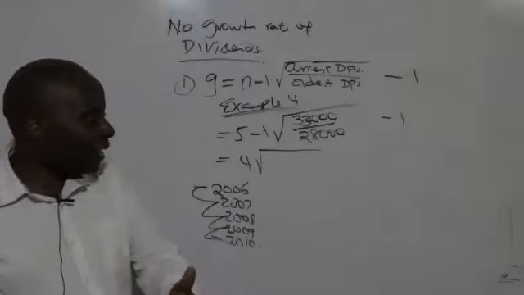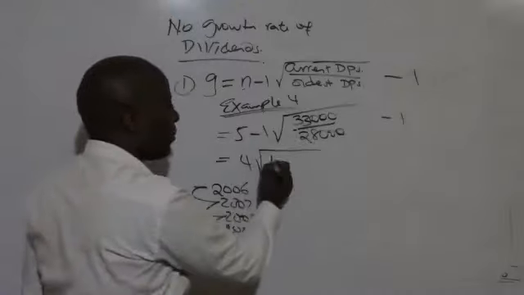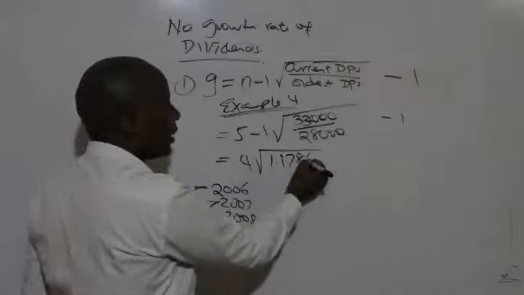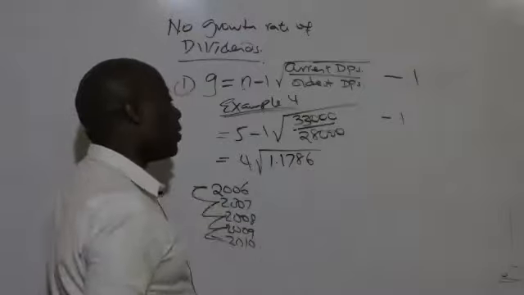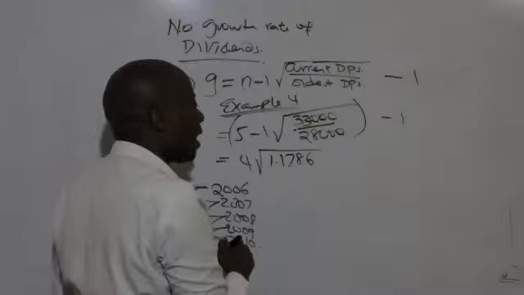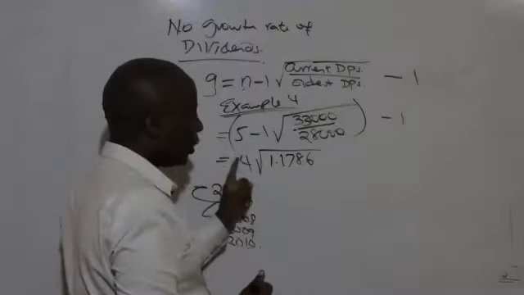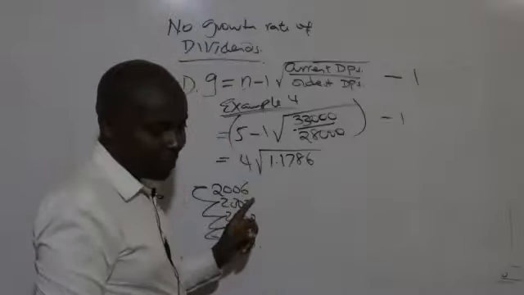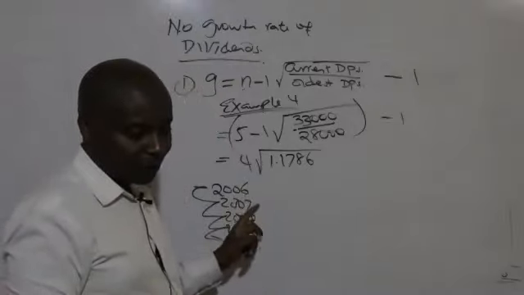So what figure are they able to give me here? Somebody divide this. 1.1786, ladies and gentlemen. And then now listen to me very well. First of all, take the fourth root of this figure. The fourth root of this figure.